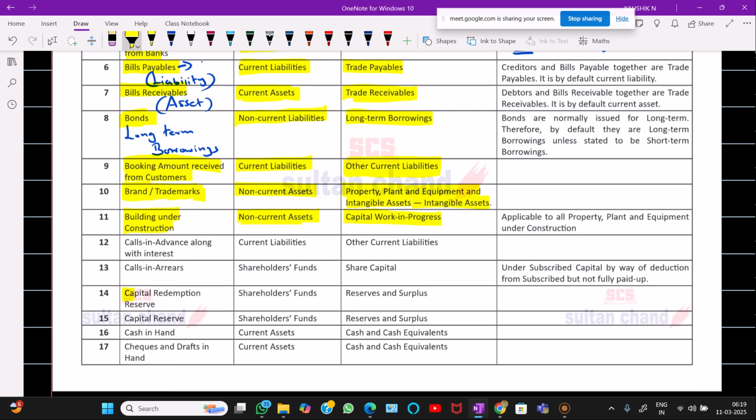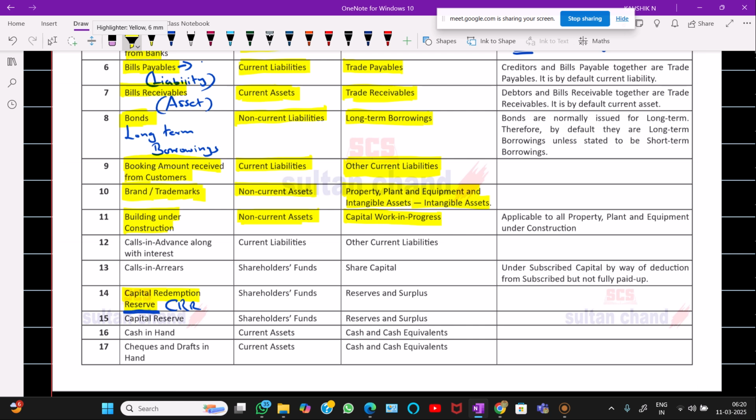What is this? Capital redemption reserve. The word redemption is nothing but payback. Redemption is to pay off or to pay back. Now there is something called a reserve, capital redemption reserve. This we shortly call CRR, capital redemption reserve. Whenever you find a term called reserve, please keep in mind it comes under the category of reserves and surplus.